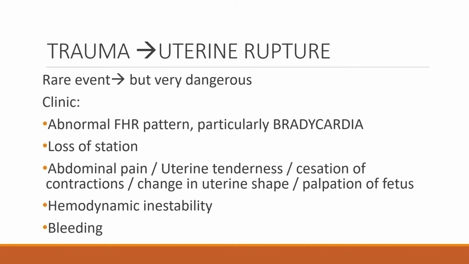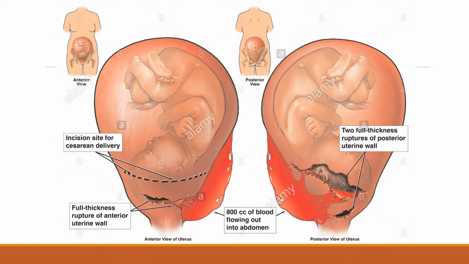Of course, because as we have seen, the uterine artery has a flow of around 500 to 700 mL, we will see hemodynamic instability very fast. And of course we will see bleeding. That's why we are talking about postpartum hemorrhage. So here we have a photo of the postpartum hemorrhage.